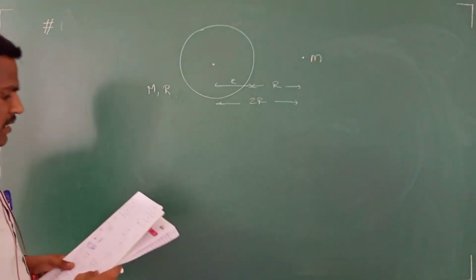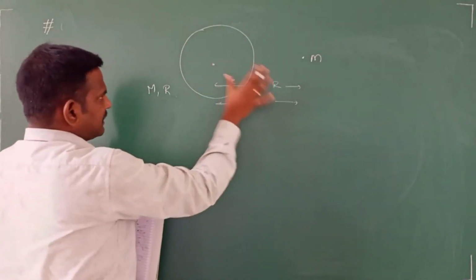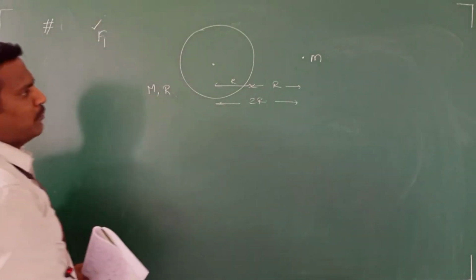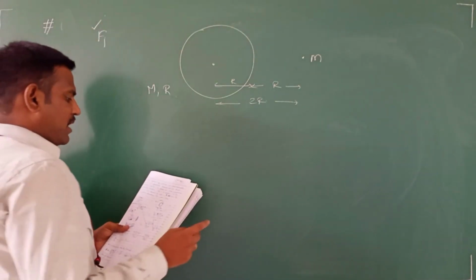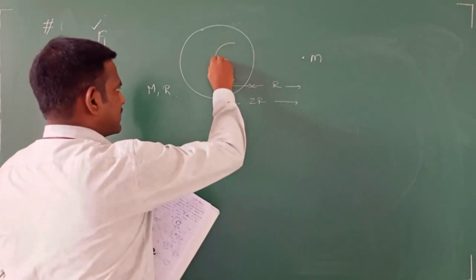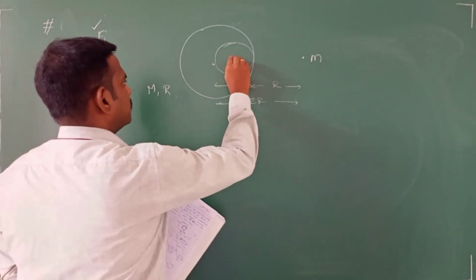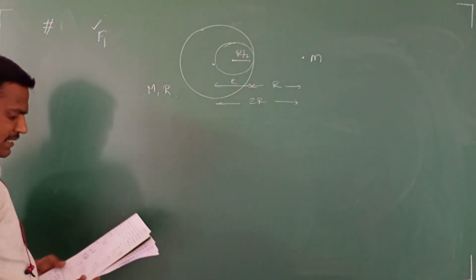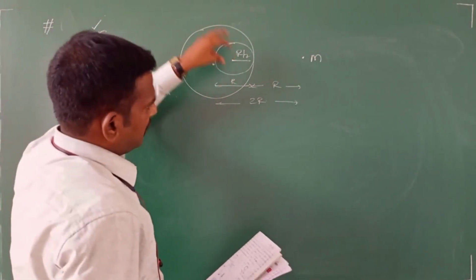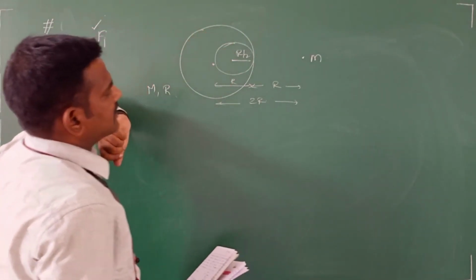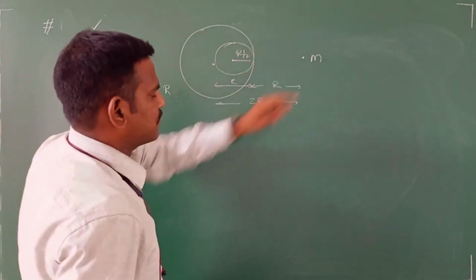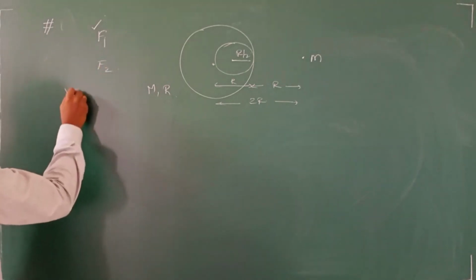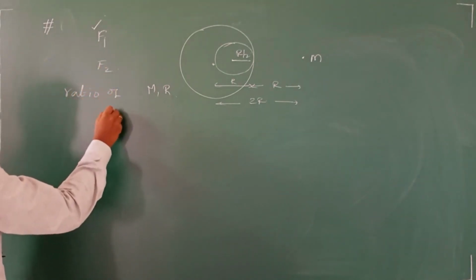Now the question is, when the situation is like this, let us suppose the force of attraction is F1. Now what they did is, they made one small spherical cavity inside this with a radius of R by 2. Now when this cavity with a radius of R by 2 is made within the solid sphere, the force of attraction between the sphere and the small m is F2. Now they are asking to find the ratio of F2 to F1.